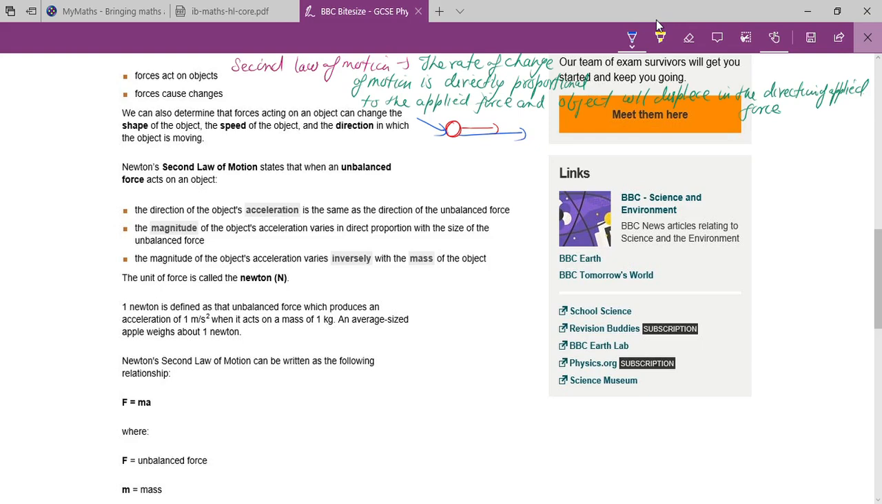Or you can also understand it this way: suppose your brother is walking. If you apply force on his back, then his speed will increase, or not? So when you apply force, the object will accelerate in the same direction. And by whichever magnitude of force you apply on your brother, he will get the corresponding acceleration. If you apply less force, his acceleration will be a little less. If you apply a large force, then his acceleration will be maximum.